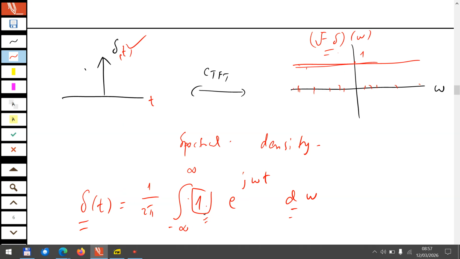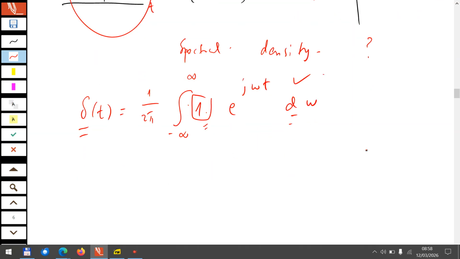Can you now explain why this is the mathematical fact? How can you convince yourself why someone would need all the frequencies to get this signal? Think about it. And I want you to hold this for a while.